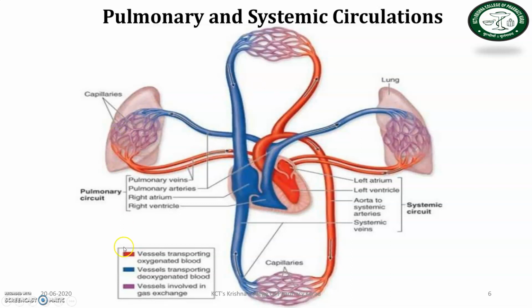If we see this simple box, the vessels that transport oxygenated blood, all red color, indicate oxygenated blood, whereas blue color indicates deoxygenated blood.